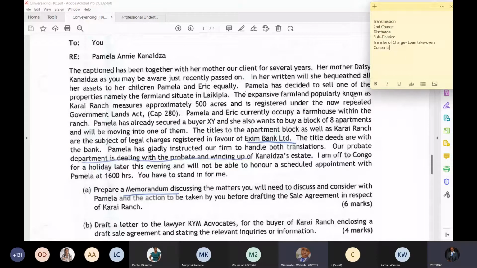And so in this case, definitely the first chargee will have to liaise with this other bank. Is there another bank here? Which are the two banks? I'm seeing Exim Bank. Which is the other bank? Is Pamela or Eric taking another loan, from the question?